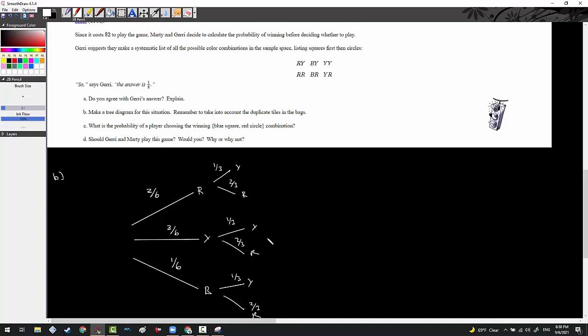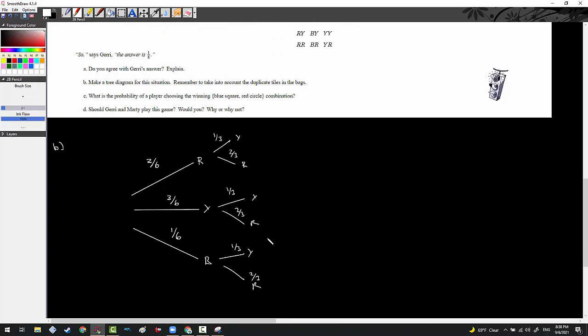We're good. What is the probability of choosing the winning combination, a blue square, then red circle? So we want the probability of the blue and the probability of the red. So the probability of the blue is 1/6, and the probability of the red is 2/3. If I multiply those together, because this is the "and" clause, we're going to get 2 over 18, or 1/9. The 1/9 probability of getting it.